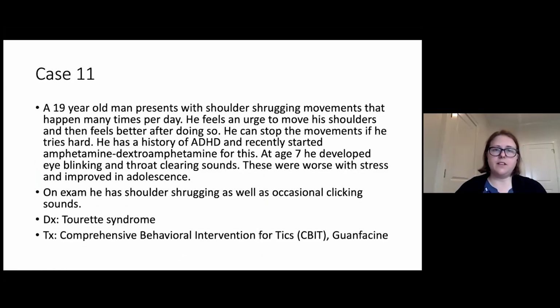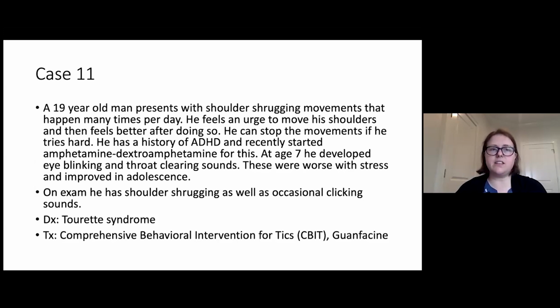Okay, case 11. This is a 19-year-old man who presents with shoulder shrugging movements that happen many times per day. He feels an urge to move his shoulders and then feels better after doing so. He can stop the movements if he tries hard. He has a history of ADHD and recently started amphetamine, dextroamphetamine for this.